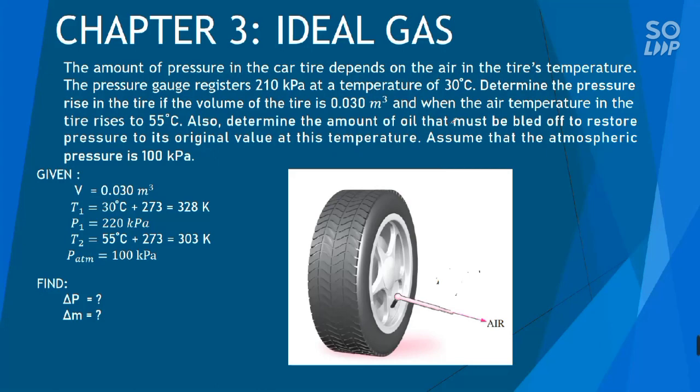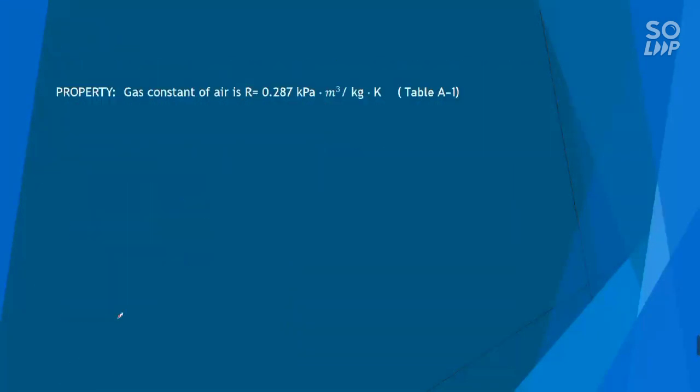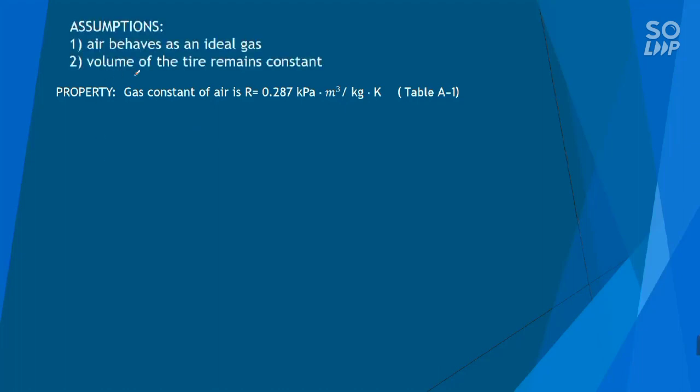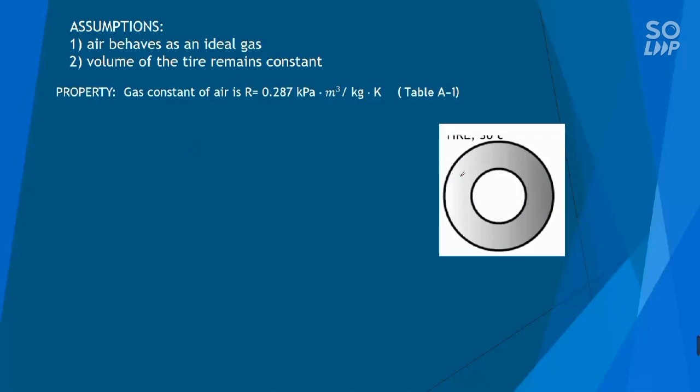So in this problem, we are going to determine the pressure rise in the tire and determine the amount of air that must be bled off to restore the pressure to its original value. Here we have a property, which is the gas constant of air, equal to 0.287 kilopascal cubic meter per kilogram Kelvin, and that can be seen in our property table at table A-1. In this problem, we assume that the air behaves as an ideal gas and the volume of the tire remains constant. So again, this is our tire at 30 degrees Celsius.